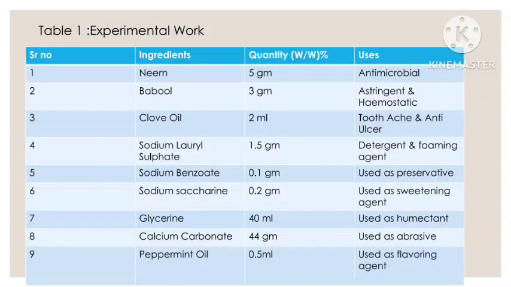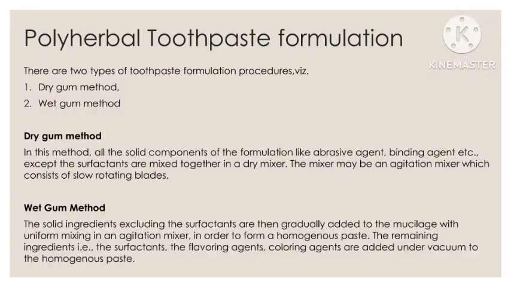These are the ingredients and their concentration used in the formulation. There are two methods for the formulation of polyherbal toothpaste. First is the dry gum method. In this method, all the solid components of the formulation, like abrasive agent, binding agent, etc., except the surfactants, are mixed together in a dry mixer. The mixer may be agitated, which consists of slow rotating blades.